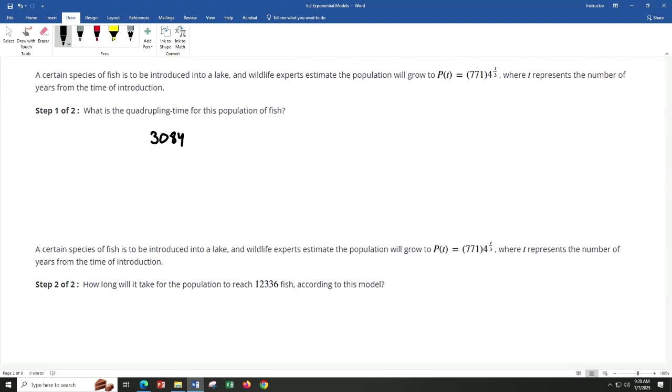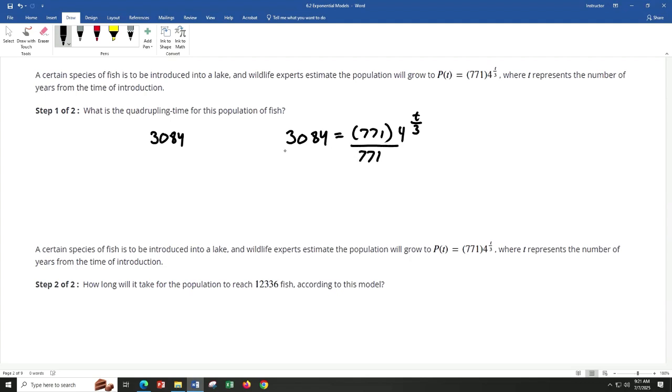Can we all agree that eventually that's going to be where the P of T is? But I don't know how many years yet. I've got to solve for this. Well, that's easy enough. Let's set the equation equal to that number, because that's what I want it to be equal to eventually. I want to see when the whole equation is going to equal that number, after how many years. Notice here I have my 771, my 4, and then this T over 3. Let's just do some algebra.